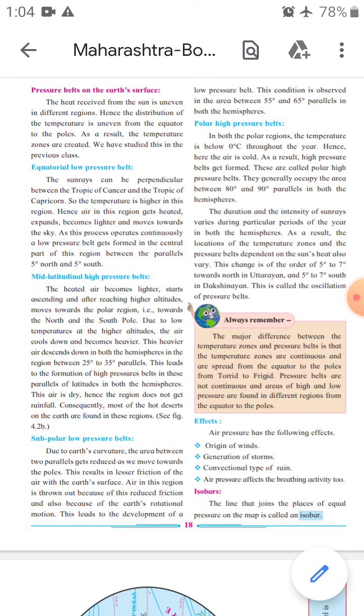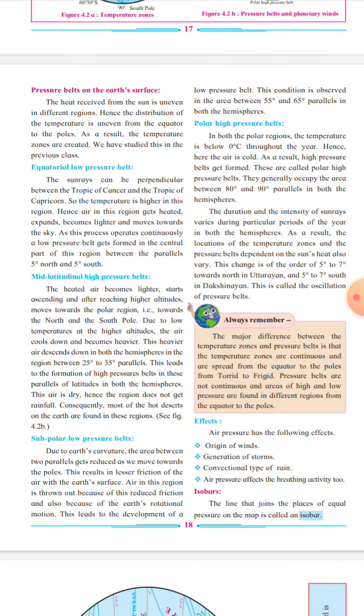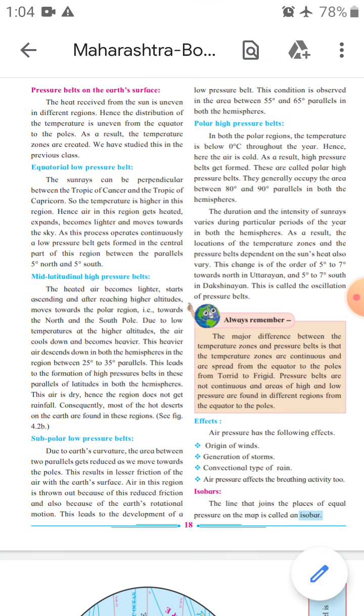Hence the distribution of the temperature is also uneven, and from the equator to the poles, as a result the temperature zones are created, and we have studied this in the previous class. Now, equatorial low pressure belt. The sun rays can be perpendicular between the Tropic of Cancer and the Tropic of Capricorn, and so the temperature is higher in this region.